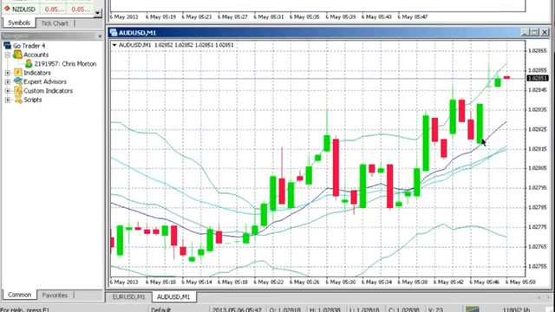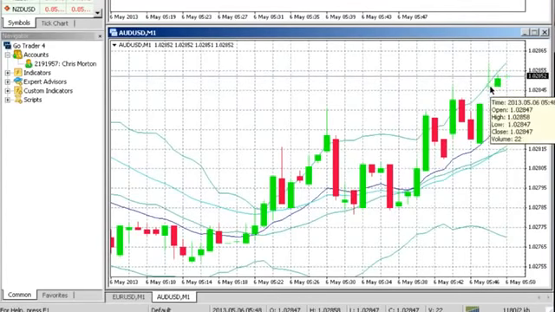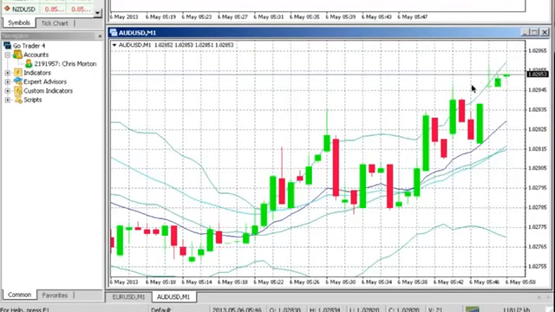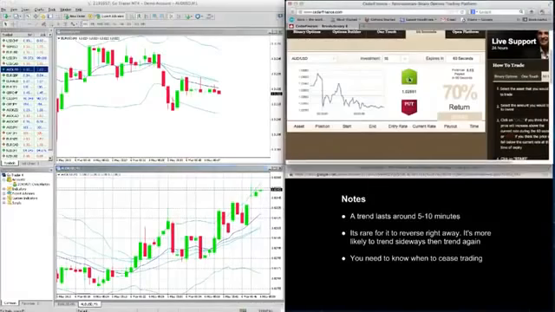You can see here the wick, it's tested up here, but then it's ended up a bit lower. This looks like it's really testing this level here. Alright, but we'll enter the trade. Okay, so that's now gone in.